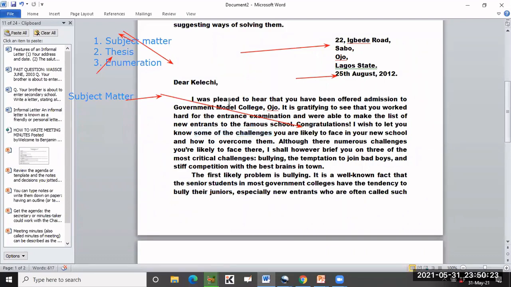Okay, so now let's look at the next thing that we have to look at, and that is the thesis. All right? Here is the thesis. I wish to let you know some of the challenges you are likely to face in your new school and how to overcome them. So you can see exactly the thesis here. This is your thesis. All right, so I want you to understand this quite clearly.